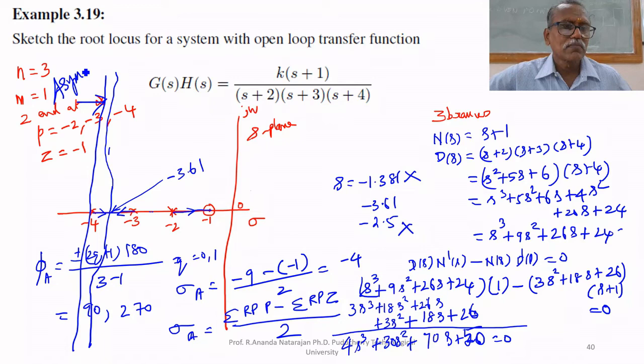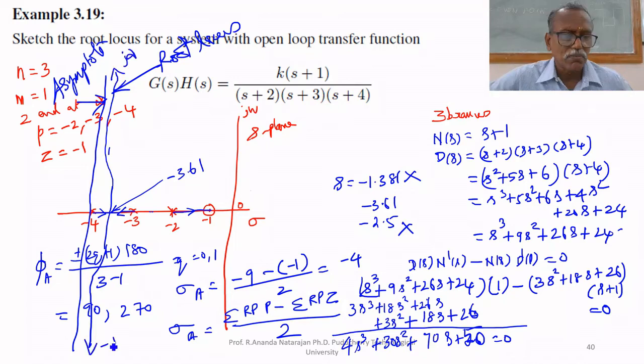Asymptote. This is root locus. It goes up to infinity, up to j infinity, and this one goes to minus j infinity. Two asymptotes: one at plus 90, another one at minus 90, or 270. That's all. So we used all the 6 rules and solved this sum.